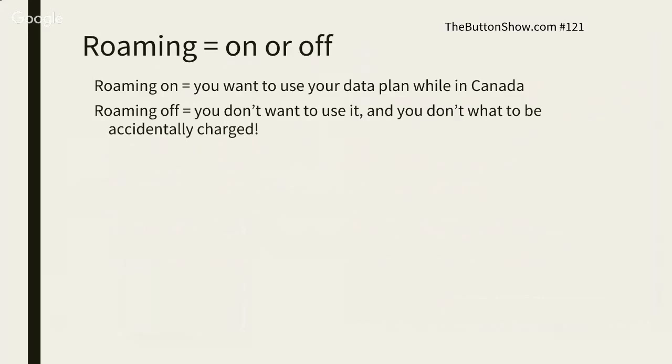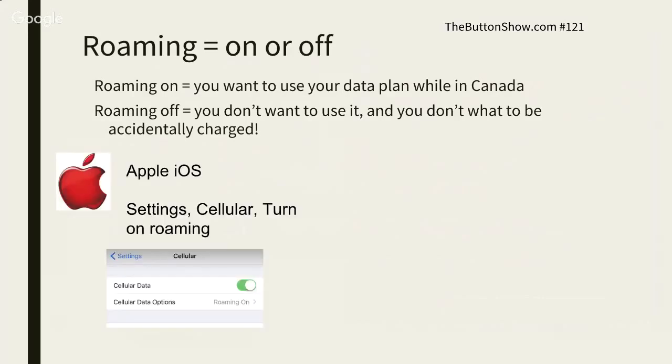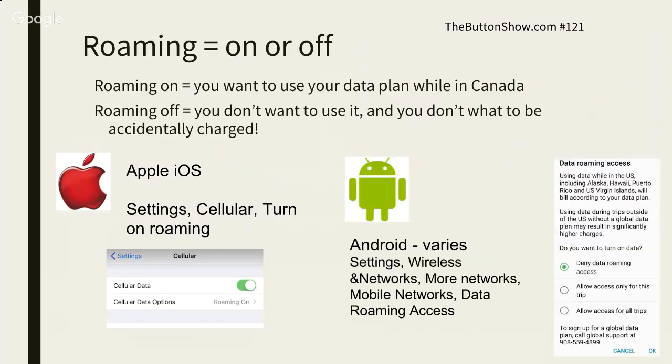If it's on, it means you want to use your data plan while in Canada or wherever outside the country. If roaming is off, it means you don't want to use it and you don't want to be accidentally charged. So how do you do it? On Apple, you go into Settings, Cellular, and turn on the roaming. On Android, it'll vary because all Android phones are slightly different, but it's in your settings under the wireless and networks. On mine, you have to tap more networks, mobile networks, data roaming access. So let me show you those two.